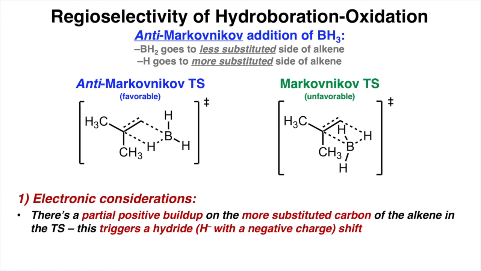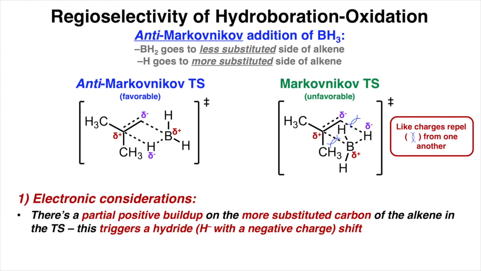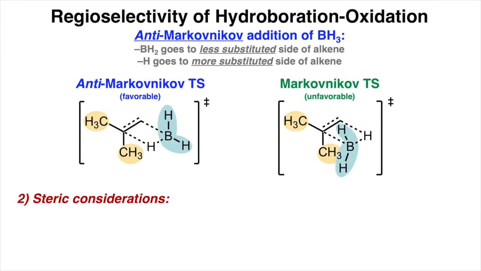If we draw in the partial charges in the favorable transition state on the left, we can see that each of the partial charges line up well, where positive lines up with negative and negative lines up with the subsequent positive charge. However, if we draw the partial charges in the unfavorable transition state, we see that like charges repel one another, since the partial positive charge on the alkene and the partial positive charge on the boron atom are on the same side, which thus is unfavorable. So this means that BH2 must be positioned at the less substituted carbon of the alkene in order to avoid all charge repulsions.